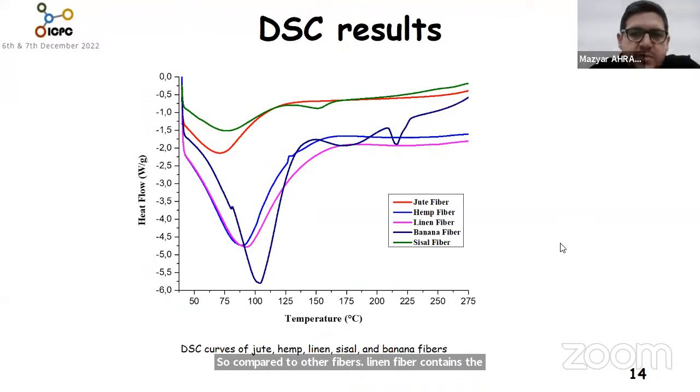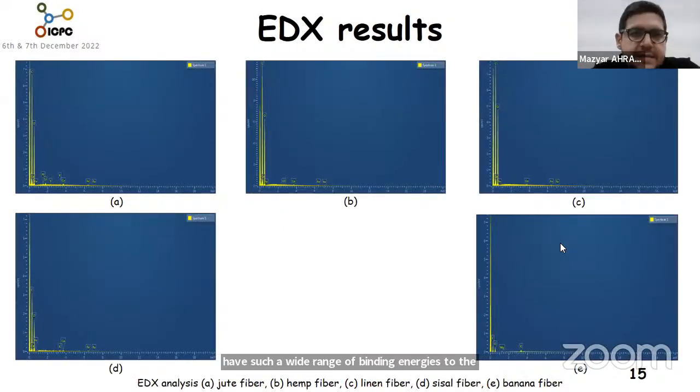Regarding the DSC results, we can see that the evaporation of water from the fiber structure results in a large endothermic peak that emerges between 30 and 135 degrees centigrade. And there is a large endothermic peak because water molecules have such a wide range of binding energies to the cellulose backbone. Regarding the EDX results, we can see that carbon and oxygen were found in all of the natural fibers. And the results reveal that all five fibers include calcium, iron, carbon, and oxygen.